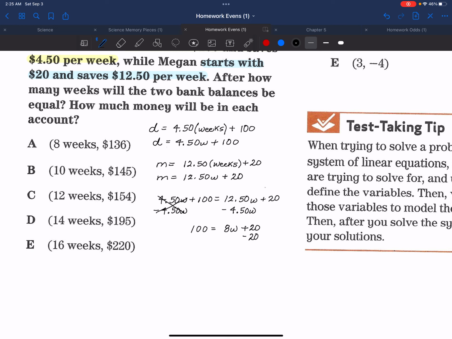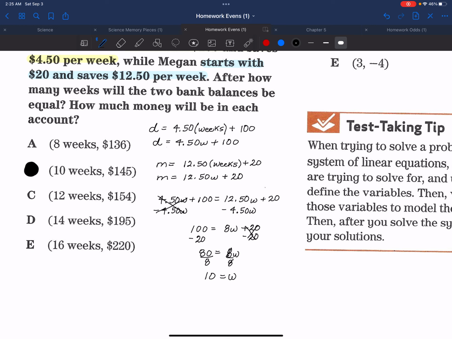Move the 20 over here and cancel. So I'm left with 8W equals 80. Divide both sides by 8. So at 10 weeks, the two accounts are equal. So I suspect the answer is B, but let's check the Y value just to be sure.